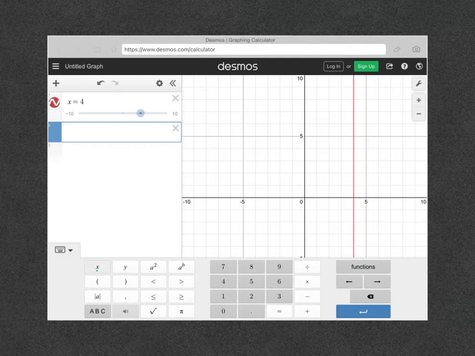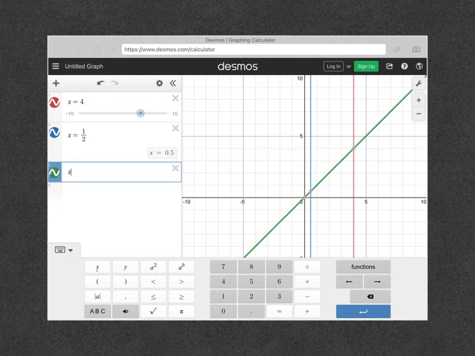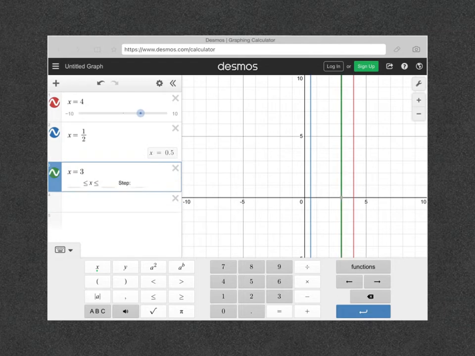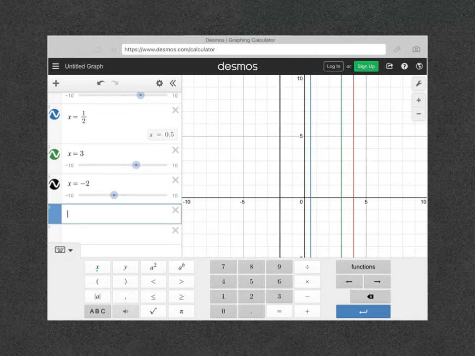Let's try x equals 1/2, see what it looks like. There it is. We can do x equals 3. Oops, I didn't get my 3 in there. One more, let's say x equals negative 2. So there's a whole bunch of vertical lines that are all parallel to one another.